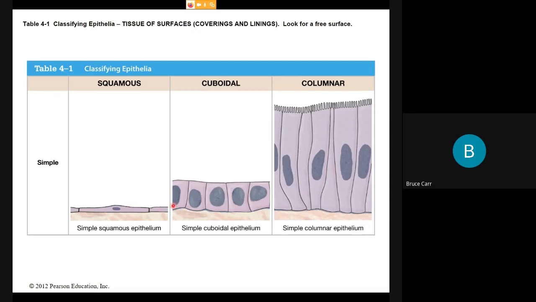If the cell is more equally dimensional, the width and the height are about the same, we call it cuboidal. And again, simple, because there's one cell layer. Finally, over here, if the dominant, the largest dimension is length, is height, what we see here is what's called simple columnar epithelium, one layer, column-shaped cells. In this case, they've elaborated the space-facing surface with villi.